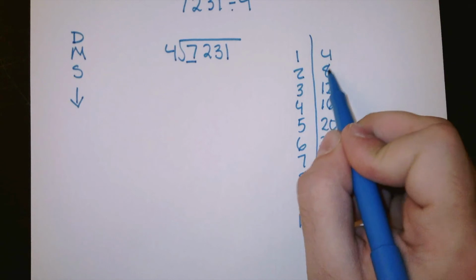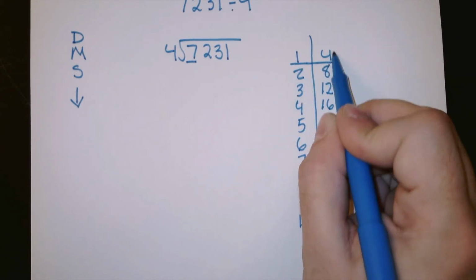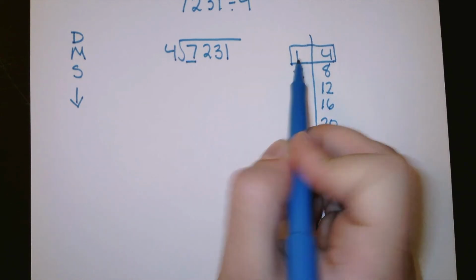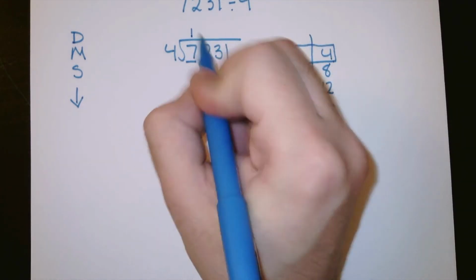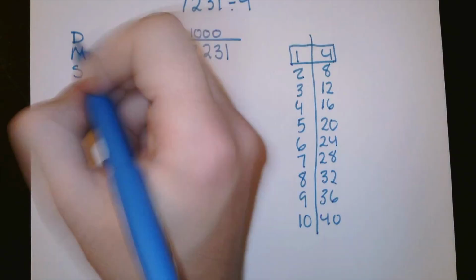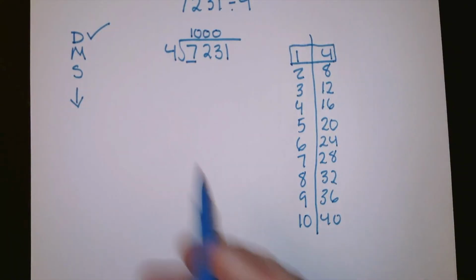7 is going to be between 4 and 8, so I just take my box. I put it just like that. All right, so 7 thousands divided by 4 is equal to 1. Because that's the thousands place, I have to write it as a value of 1,000. Divide.